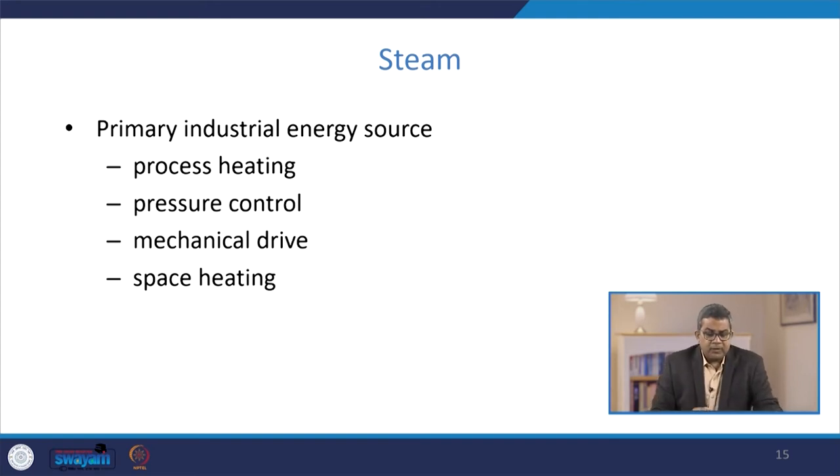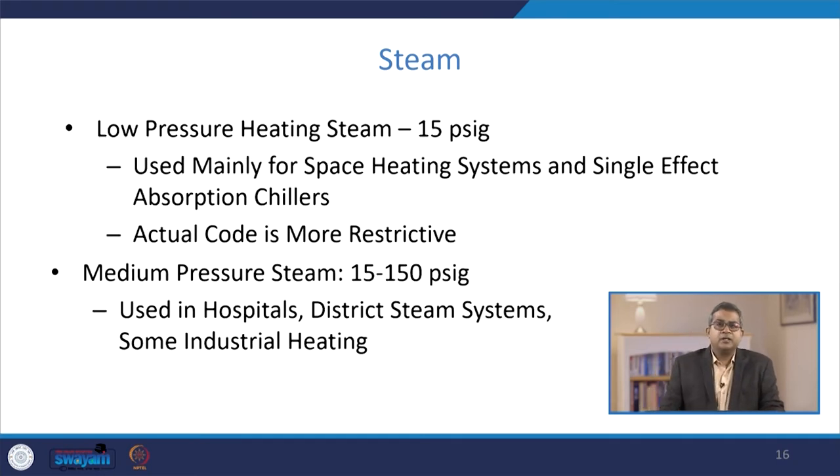Now, when we talk about industrial energy sources, the primary uses are process heating, process control, some sort of mechanical drive to generate power, space heating, etc. So, these are some of the industrial energy sources.